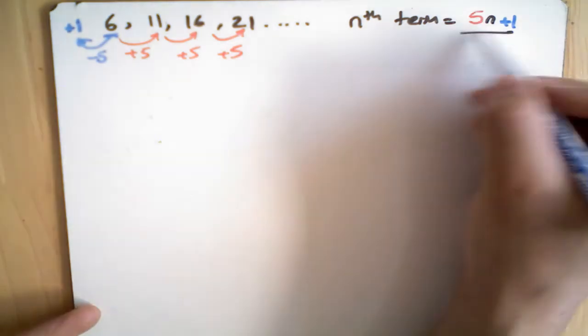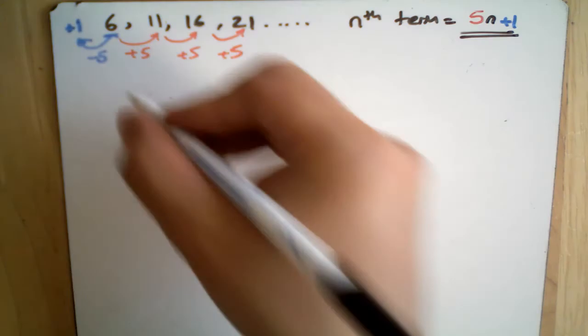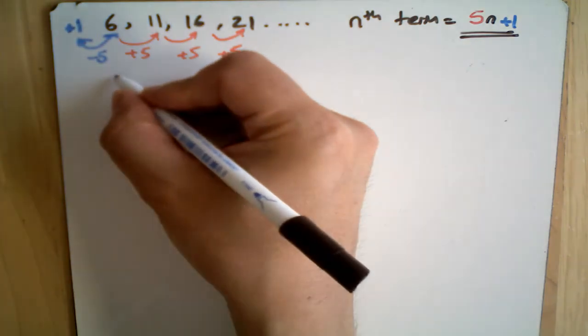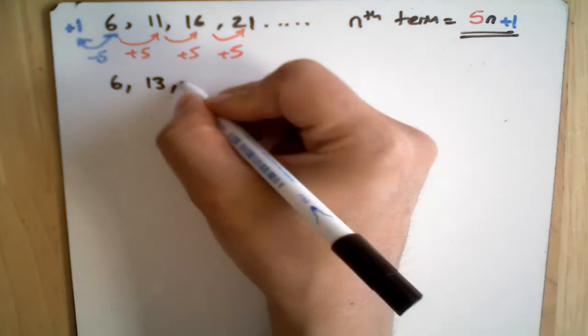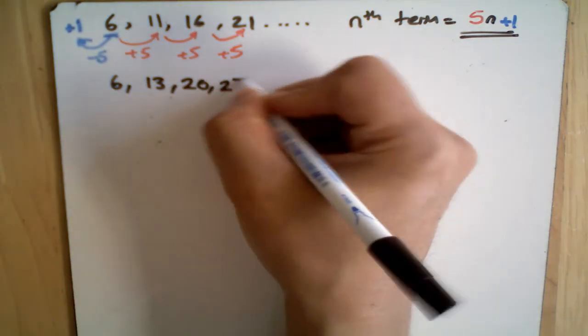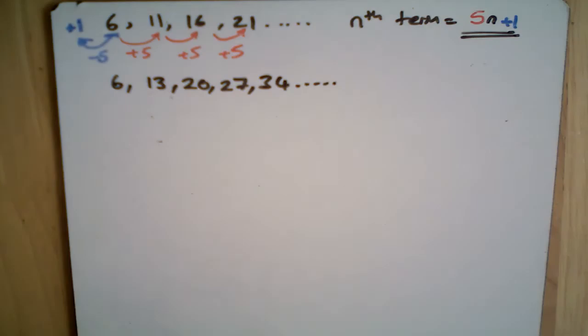That then becomes my final answer for what we call the nth term. Let's give you a couple more examples on that. Let's try, why not, 6, 13, 20, 27, 34, dot, dot, dot, dot, dot.